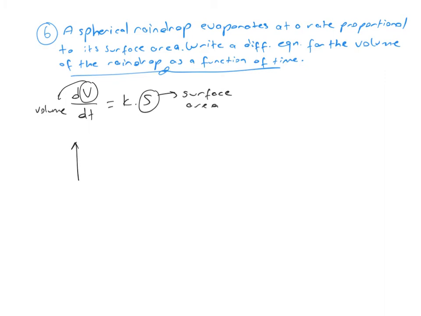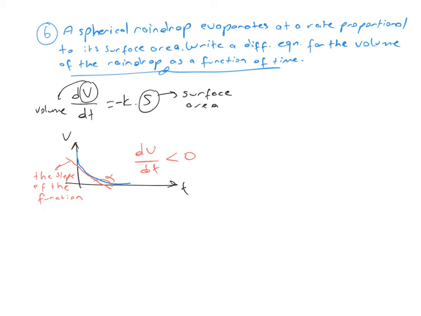As time passes, the volume of the raindrop will get smaller and smaller. So the slope of the function is negative. For this reason, there should be a minus sign here. This is the slope of the function. In order to keep one dependent variable in our differential equation, which is volume here, we can write the surface area in terms of the volume.